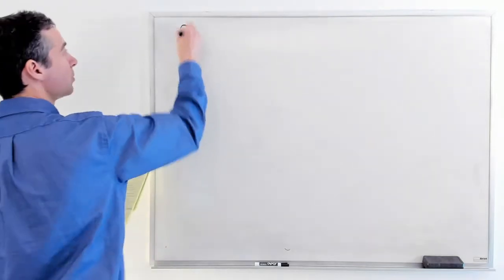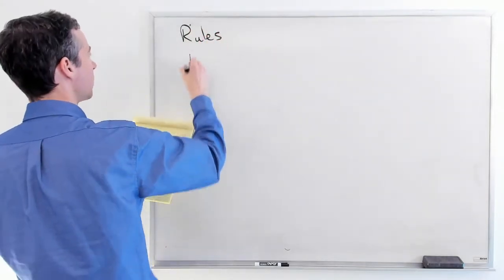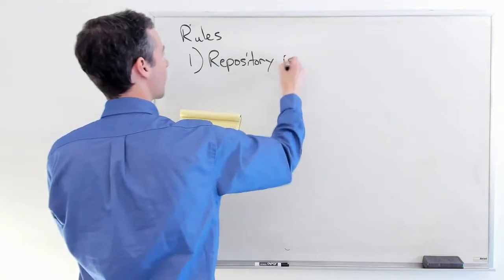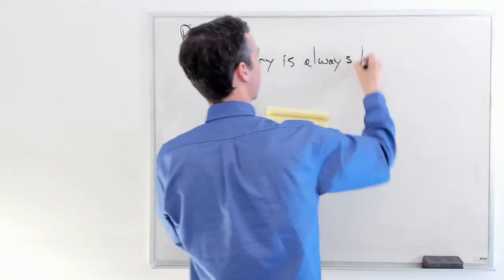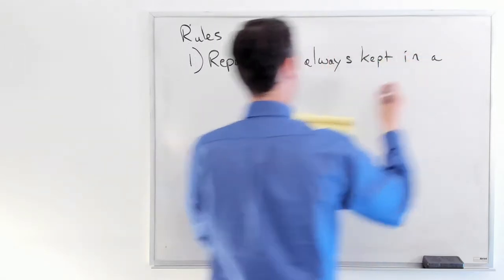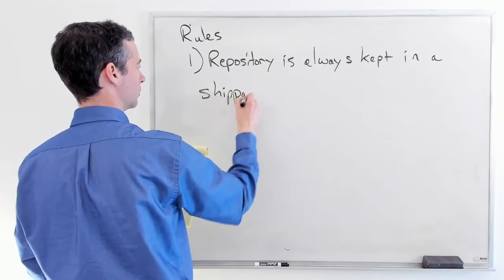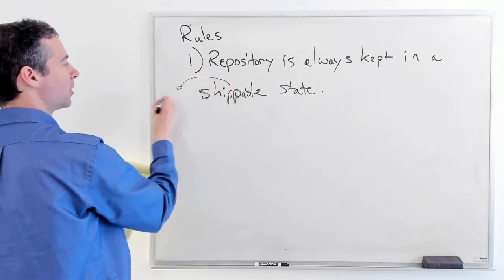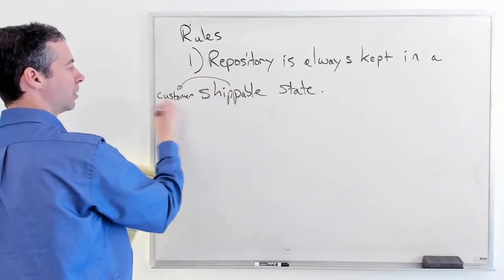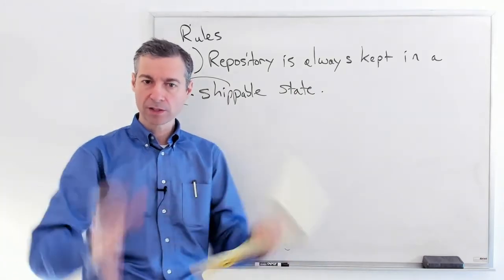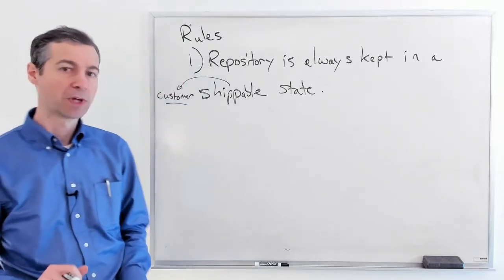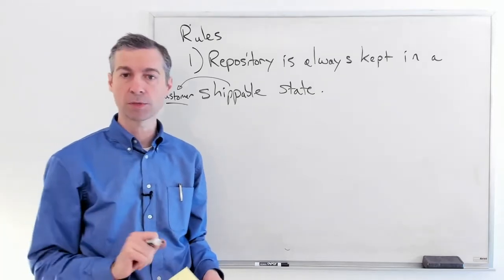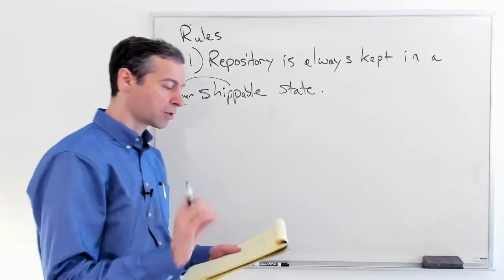Okay, so rules for using this type of system is, first rule for developers always is that the repository is always kept in a shippable state. And what do I mean by shippable? Shippable means could go to the customer. All right, it's ready. You could package that thing up and you could send it to the customer, no problems. You could deploy it to a website and the customer goes, that's great. Yep, that's a quality piece of software without bugs in it. So it's always kept in a shippable state.